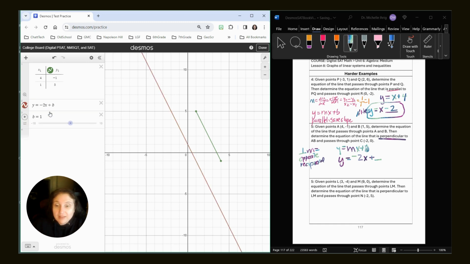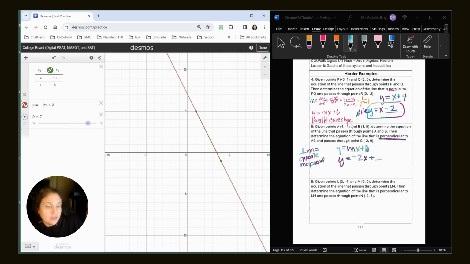So I'm going to add a slider for b, and then I'm going to keep moving my slider until it matches that line, which is boom, right here. So here is the equation of the line that passes through points A and B.